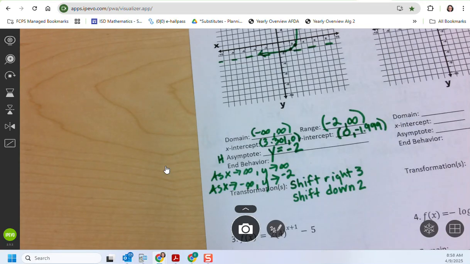Okay, we're going to graph number 2. So if you're ready, press y equals and graph problem 2. Can we put in the first one? Yep.